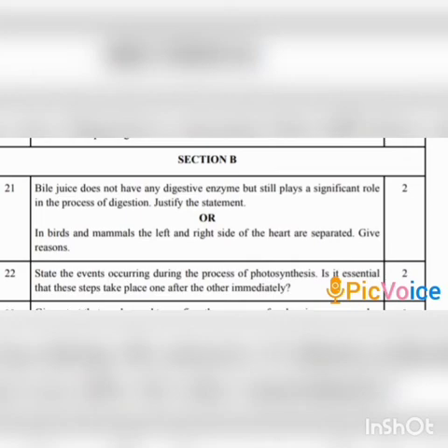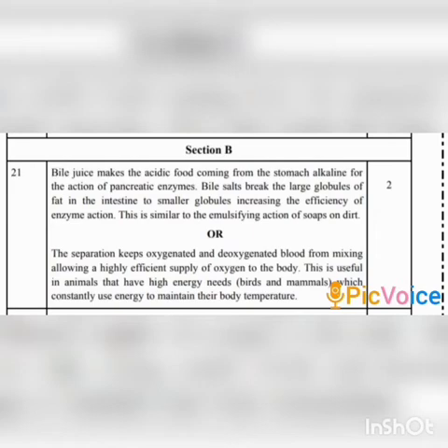Is it essential that these steps take place one after the other immediately? We know that the bile juice is produced by liver, and bile juice makes an alkaline environment. And bile salts break the large globules of fats into smaller globules. So bile juice does not have any digestive enzyme but still plays a significant role in the process of digestion.